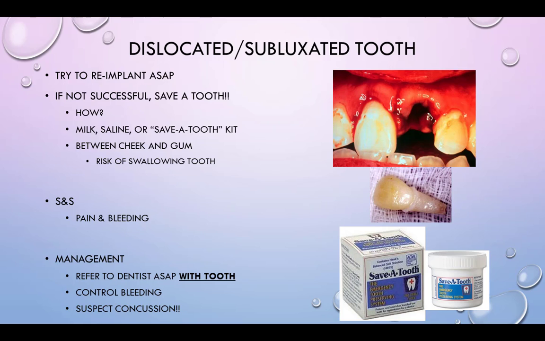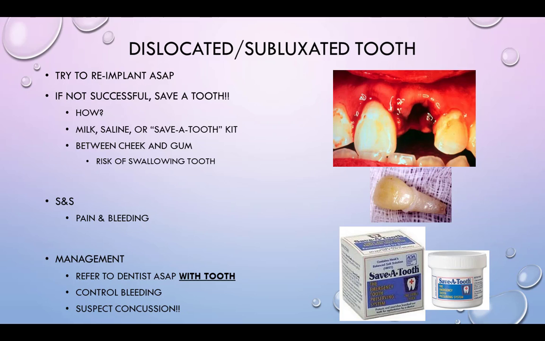If you are not successful, save the tooth. How do we save the tooth? Well, we can place the tooth in milk, saline, or even a Save a Tooth kit. We can also place it between the cheek and gum of the person to keep it in the same environment of the mouth. However, there is a risk of swallowing the tooth, and let's be honest, if a tooth is swallowed, there isn't any purpose in trying to retrieve it, to try to reimplant it in the mouth. No one will want it in their mouth after all the places it's traveled anyway.